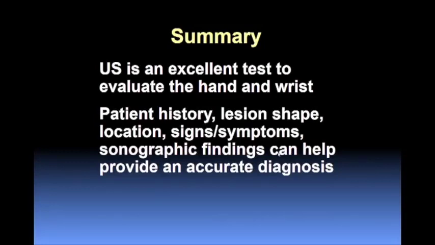So as you can see, ultrasound really is an excellent test to evaluate little lumps and bumps in the hand and wrist. The patient history, the shape of the lesion, the location, any signs and symptoms, and the ultrasound findings, if you pull all this together, can really help you to provide an accurate diagnosis.